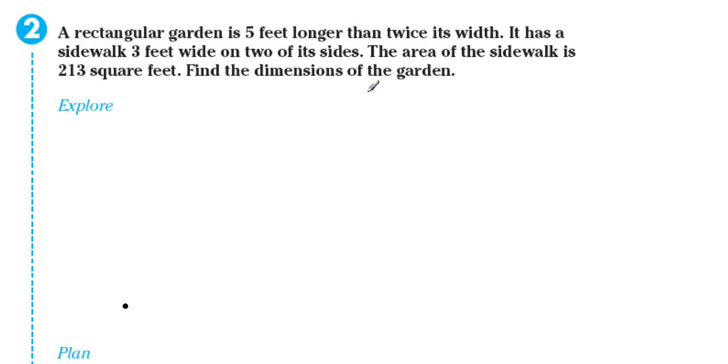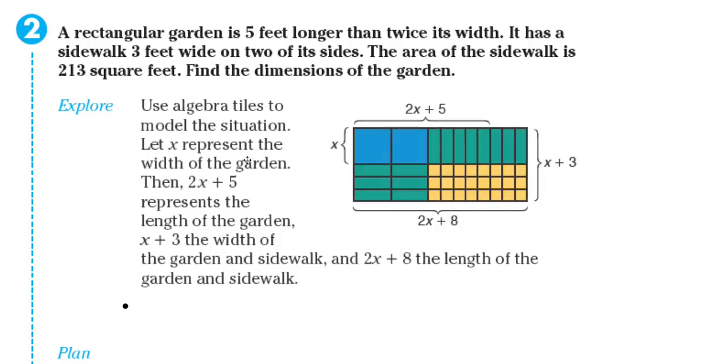Remember this problem because I think this type of problem may also come out on the test. A rectangular garden is 5 feet longer than twice its width. It has a sidewalk 3 feet wide on 2 of its sides. The area of the sidewalk is 213 square feet. Find the dimensions of the garden. It's going to be very difficult for us to understand this problem if we cannot visualize what we're talking about. So let's just use algebra tiles to model the situation.